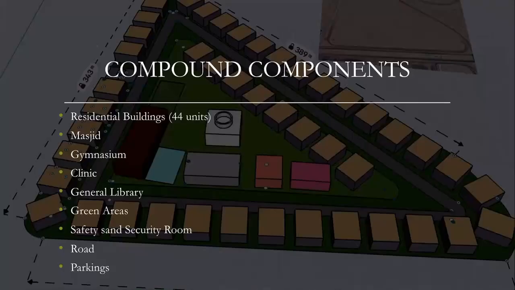Compound components. What does the compound have? It has the residential building, which we will design. It is 44 units. It has a masjid, gymnasium, clinic, general library, green areas, safety and security room, roads, and parkings.